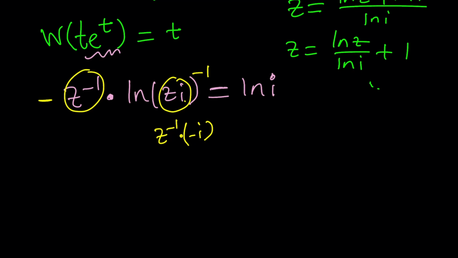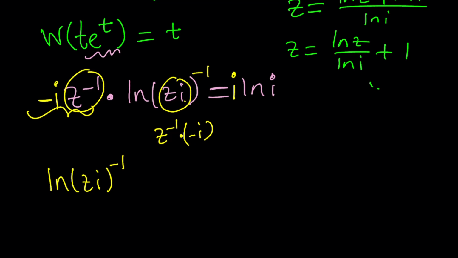Well, I actually have the negative sign, so all I have to do is multiply both sides by i. Let's multiply both sides by i now, and that should do the trick, right? I think. So now this is what we have. ln zi to the power -1.